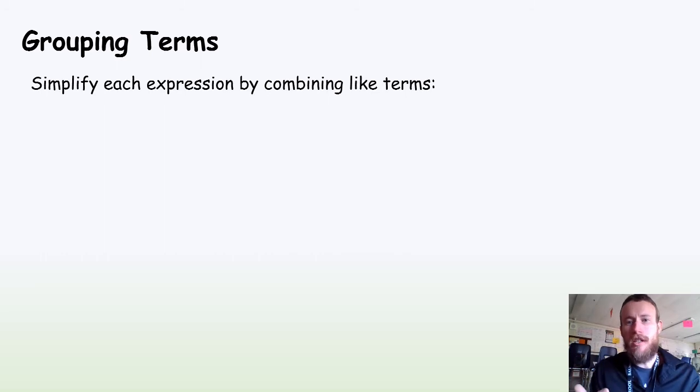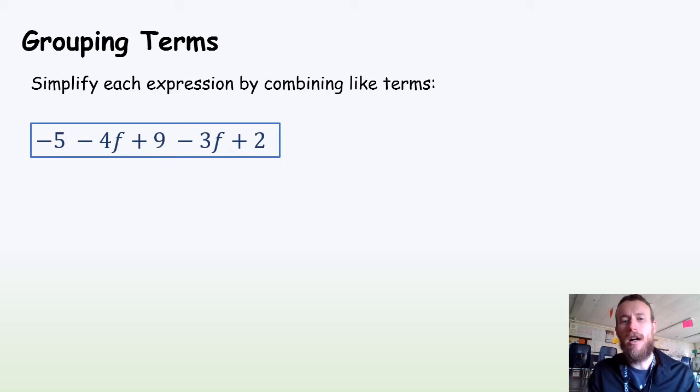So usually, we don't use algebra tiles to reorder and add like terms because we don't always have them available. So we just do rewriting on the paper. If we are looking at this expression, which has 5 terms, the terms just don't come in the right order, so they don't match their like partners. Negative 5 minus 4f plus 9 minus 3f plus 2.